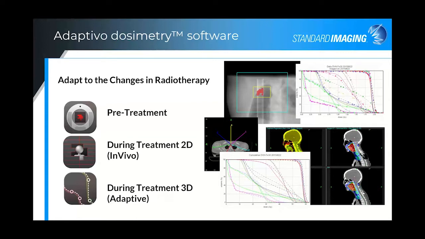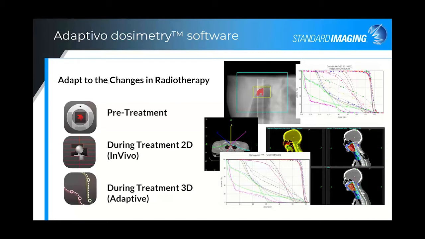So how specifically can Adaptivo dosimetry software assist clinical users in flagging or triggering when a patient plan will need to be adapted? The changes will more typically be thought of as changes in patient anatomy, but one should not neglect to consider systematic or large single fraction setup errors or beam delivery variation.